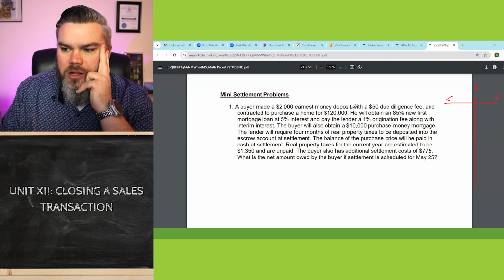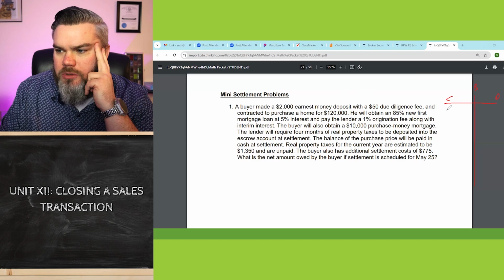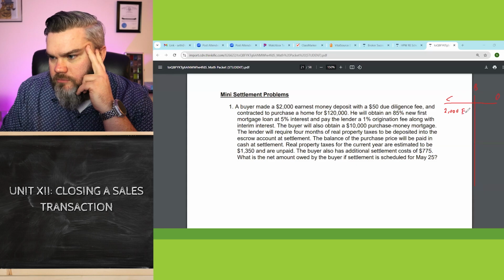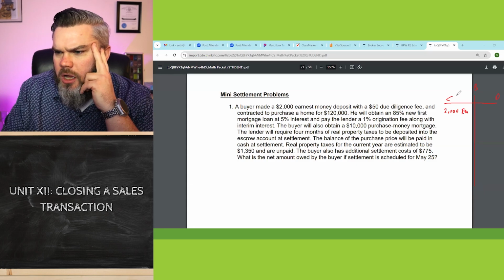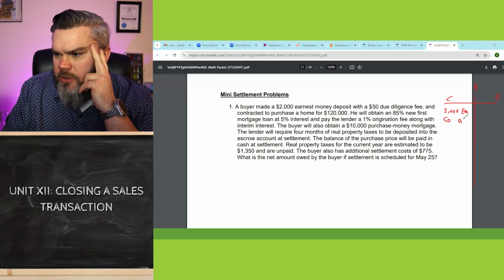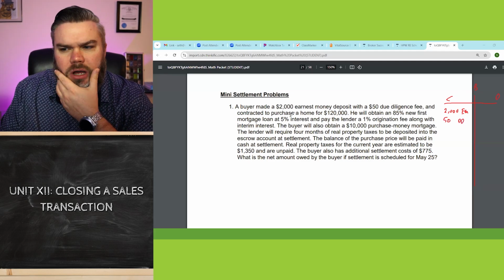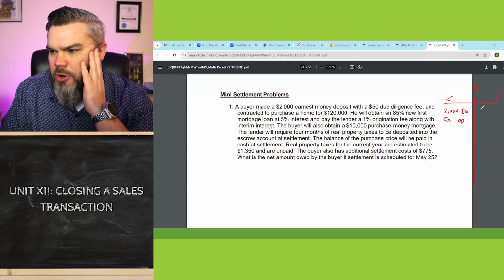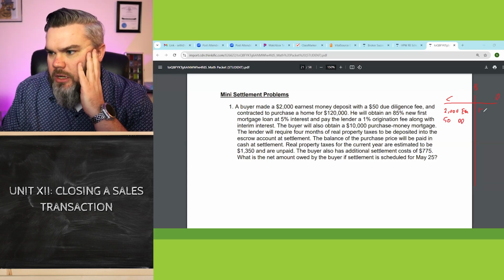Buyer made a $2,000 earnest money deposit. Okay, well, that is a single entry buyer credit. $2,000 earnest money. With $50 due diligence fee, that'd be a seller debit and buyer credit, but we're only worried about the buyer, so due diligence, $50. Contracted to purchase home for $120,000. That is a purchase price for the buyer. That purchase price is a buyer debit.